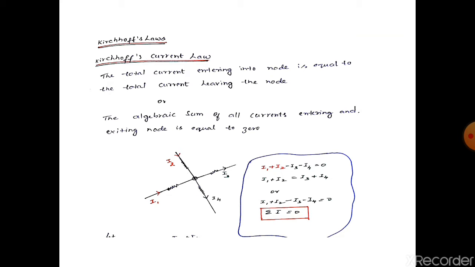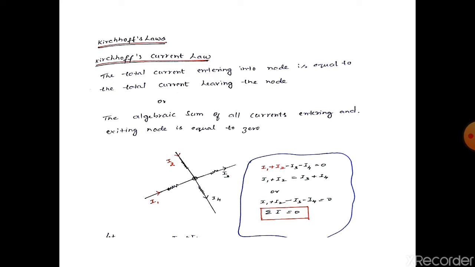Now, in Kirchhoff's laws, there are two laws. The first one is Kirchhoff's current law and the second is Kirchhoff's voltage law. Kirchhoff's current law tells that the total current entering into the node is equal to the total current leaving the node, or the algebraic sum of the total current at a node is 0.